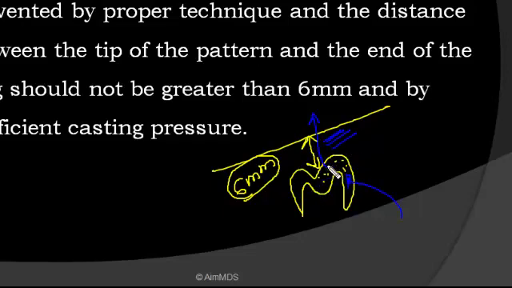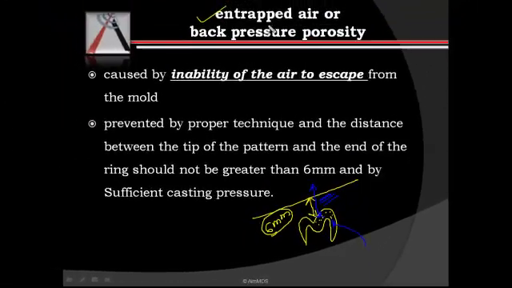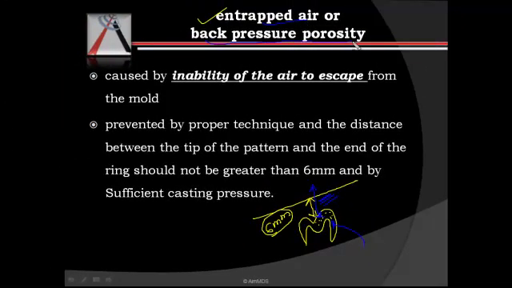And if these gases fail to escape out, they will create a back pressure on the surface of the metal, and that will result in entrapped air or back pressure porosity. So back pressure porosity is caused because of inability of the air to escape from the mold, and the basic reason is our investment is either non-porous or our wax pattern is embedded too deep inside, so that the gas is not able to escape out through the investment.